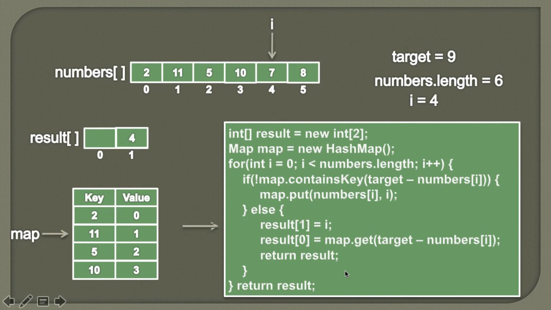Moving ahead, we need to store the index of the number 2. So what we'll do, we'll just do a map.get of target minus number at ith position. So we are simply doing 9 minus number at ith position, which is 7. So 9 minus 7 comes out to be 2, and we are passing the key as 2 and getting the value out of it from the hash map. So it comes out to be 0, and we are storing it into the result array.